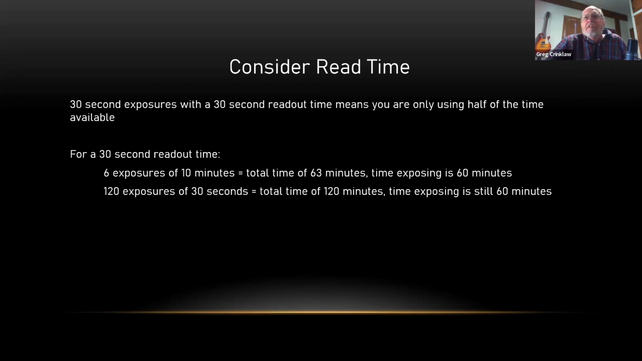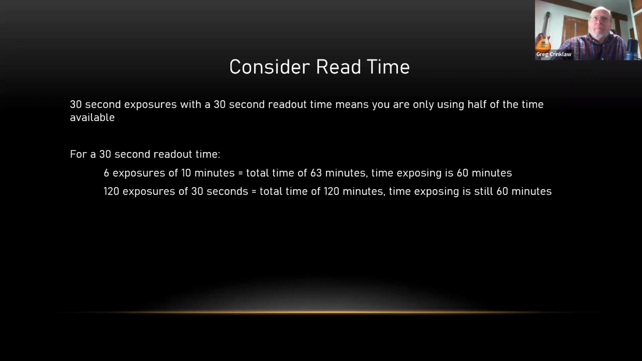So let's imagine a 30-second exposure with a 30-second readout time. That means you're only using half of your time available for imaging. And that's going to cut down the signal to noise ratio you're going to get for that night because you're only spending half of your time imaging. So for example, at 30 seconds readout time, 6 exposures of 10 minutes is going to give us a total of 60 minutes exposing and 63 minutes overall. But 120 exposures of 30 seconds are going to give us the same 60 minutes of exposing, but it's going to take 2 hours. That's something that's always going on for most cameras, because there's this time between exposures.